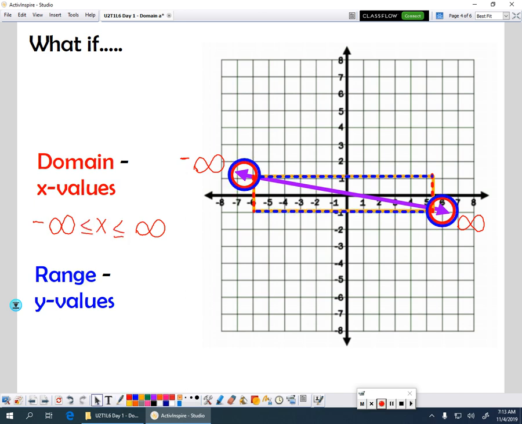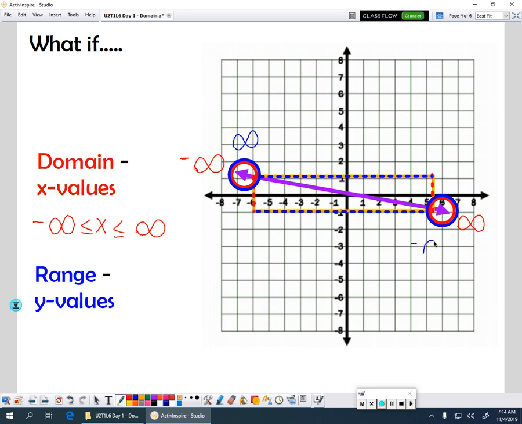Now the same thing is going to happen with our range values. This is a little tricky though. So if you look at the range, it is our up and down values. So this, because it's above that x-axis, is actually going to continue to +infinity over here because it's above our x-axis.